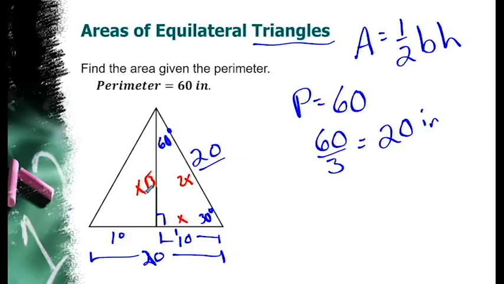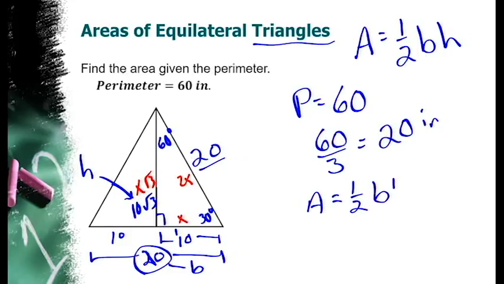Now if x is 10, that means our extra 3 side is going to be 10 root 3. So what that gives us is our height, which is 10 root 3, and our base, which is 20. So if area equals 1/2 base times height, we're sitting with 1/2 times 20 times 10 root 3.